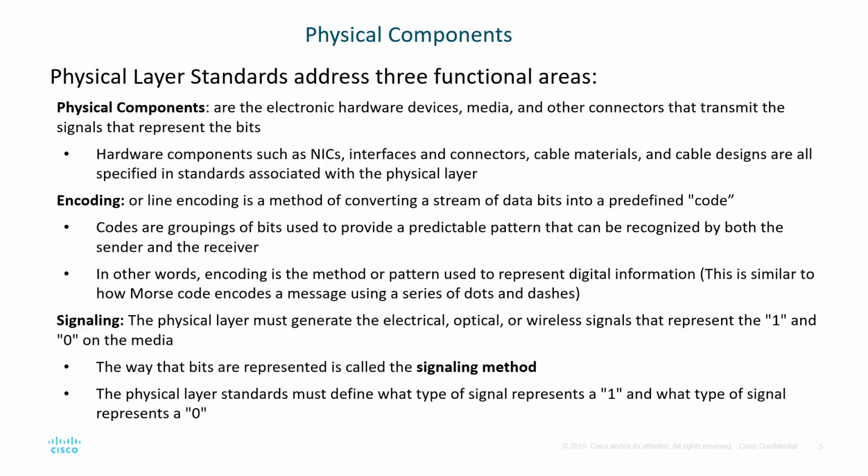Encoding or line encoding is a method of converting a stream of data bits into a predefined code. So we're going to talk a little bit about encoding. You are not held to know exactly how encoding works or the different types of encoding processes. I do have a handout in your handouts folder for anyone who is interested in delving a little bit deeper into the different types of encoding.